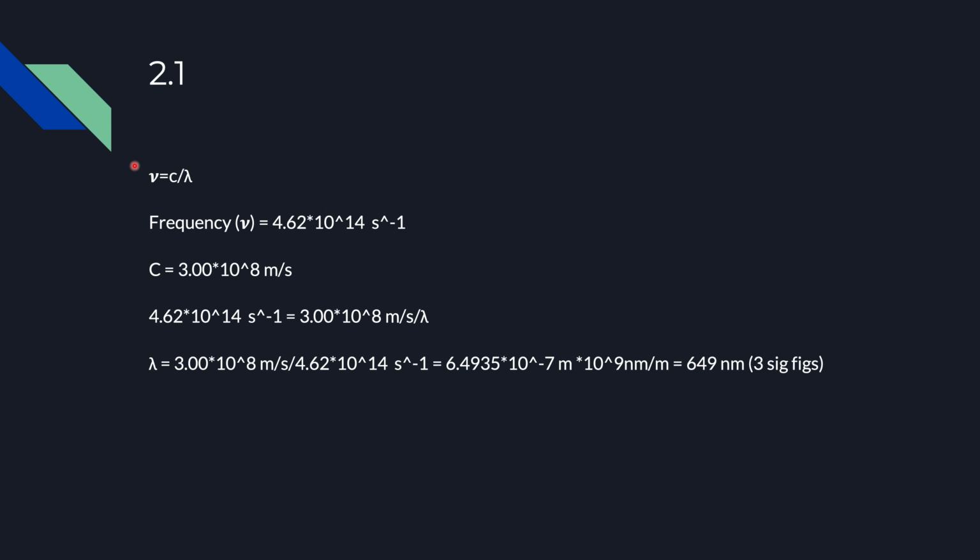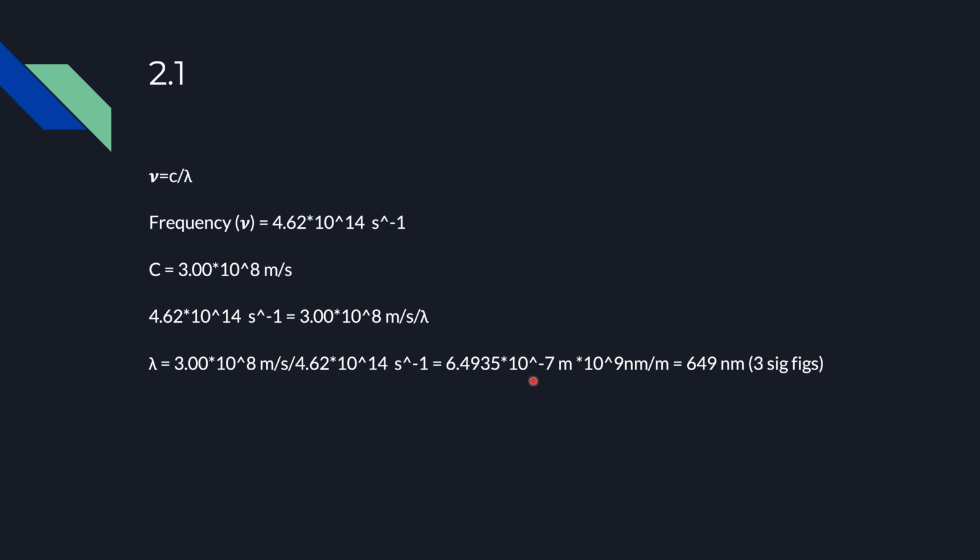So essentially what you do, you write down the equation, nu equals c over lambda. Frequency, which is nu, is equal to 4.62 times 10 to the 14th seconds inverse. C, as you know, is the speed of light, 3.00 times 10 to the 8th meters per second. Plug and chug. So essentially what you do, you move lambda over to the left side, divide the right side by nu. So you have lambda is equal to c over nu, which is 3.00 times 10 to the 8th divided by 4.62 times 10 to the 14th.